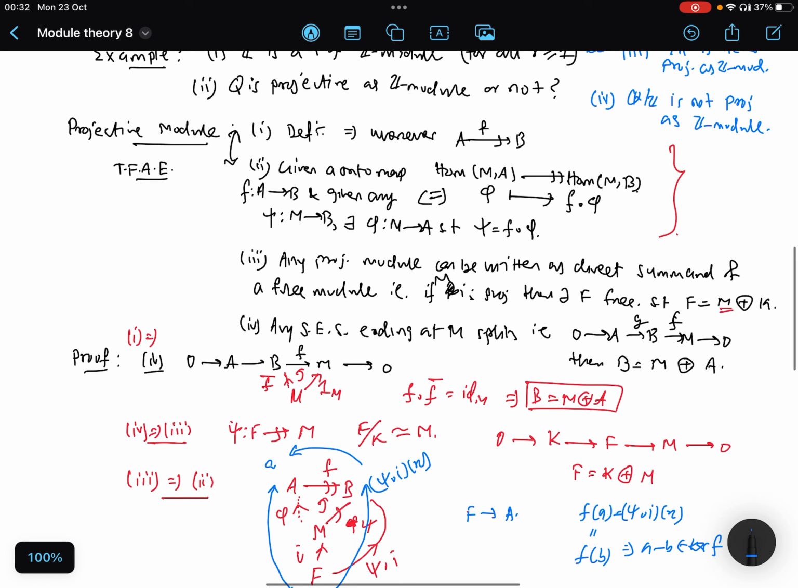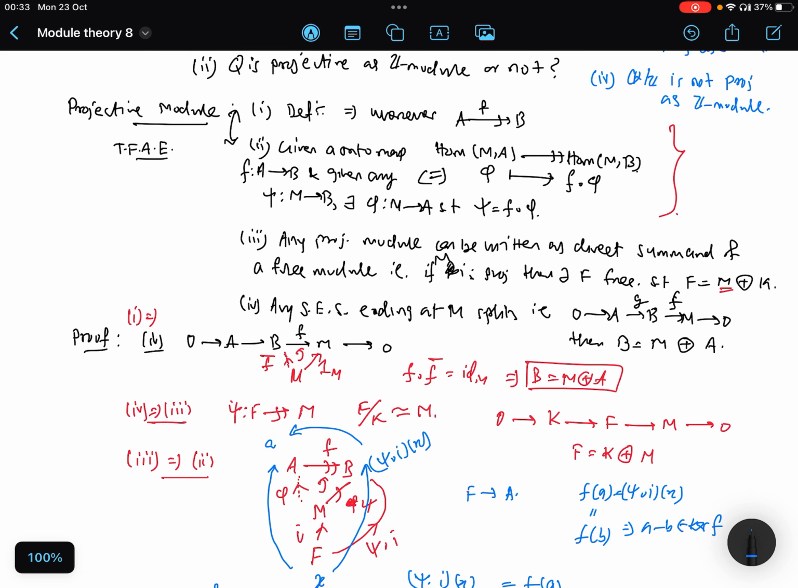Now some easy consequences: if you have two projective modules, their direct sum will again be a projective module. That is easy because if you have two projective modules, say P1 and P2, you can embed P1 as a direct summand inside a free module F1, and similarly for P2, you get a free module F2. So if you take the direct sum of F1 and F2, you get P1 direct sum P2 embedded as a direct summand of a free module, namely F1 direct sum F2. So the direct sum of projective modules is projective.